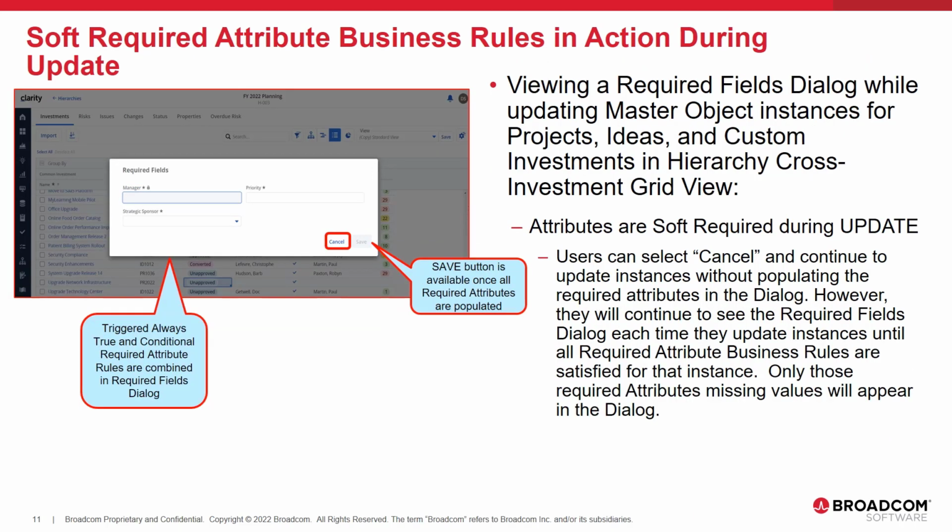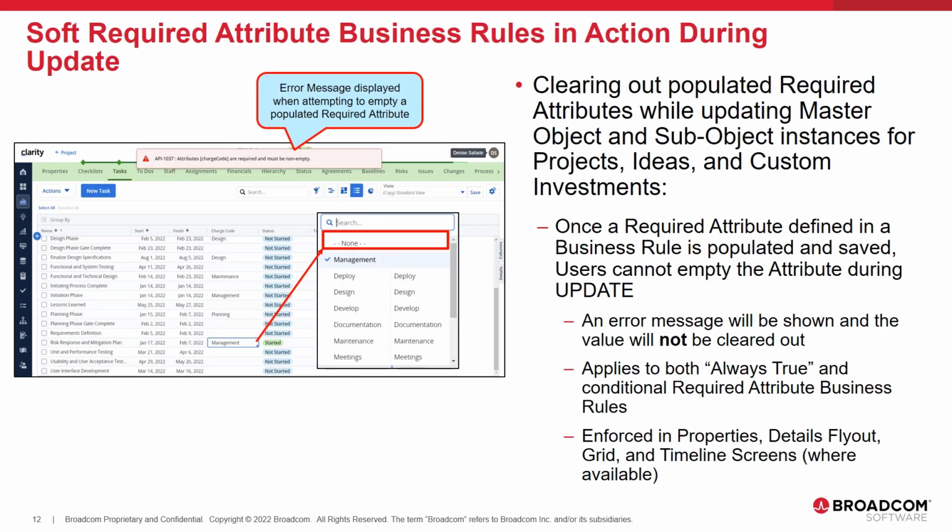We also have the soft required attribute business rule enforced for projects, ideas, and custom investments in the hierarchy cross investment grid, and it behaves the same way as it does for projects and tasks that we just looked at, while updating instance data for both master objects and sub-objects.